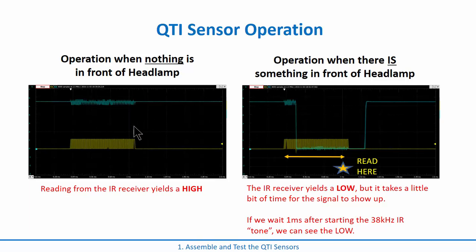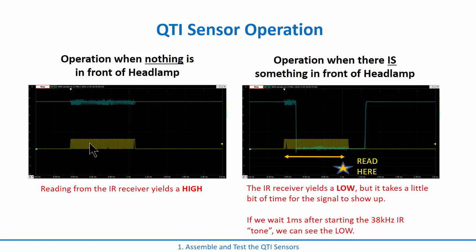If you don't see anything, if there's not an object out there, none of the IR bounces back, and the detector will read a high. If the IR reflects, it will cause the detector to pull low and we can read that. The trick here is this.